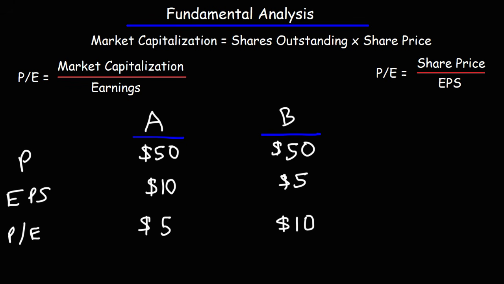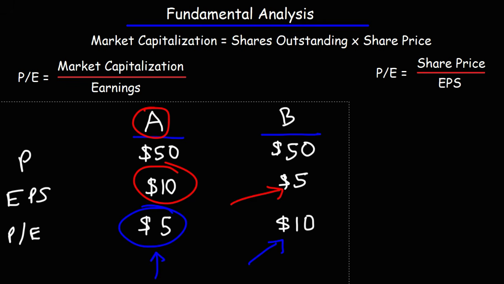Now looking at these two companies, given that they have the same share price, which one appears to be more valuable to you? Clearly, it's the company that is earning more money. Company A is earning $10 per share, whereas company B is earning $5 per share. So company A is more valuable. And this is indicated by the fact that it has a lower PE ratio of 5 versus a PE ratio of 10. So the lesson here is clear. Just like the price to sales ratio, a low PE ratio indicates that the company might be undervalued with respect to another company in the same industry, whereas a high PE ratio indicates that the company might be overvalued.